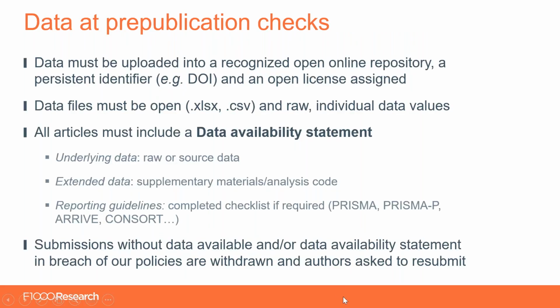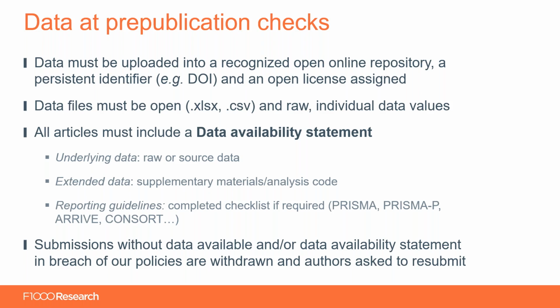So how do we go about checking the data is open at pre-publication? We look for a data availability statement. So all manuscripts must have a DAS at the end. We check that authors have included a DOI to access the data or another permanent identifier, and that the data is under an open license. So CC0 or CC BY 4.0 are the ones we recommend. We also check that the files in the project are in an open format.